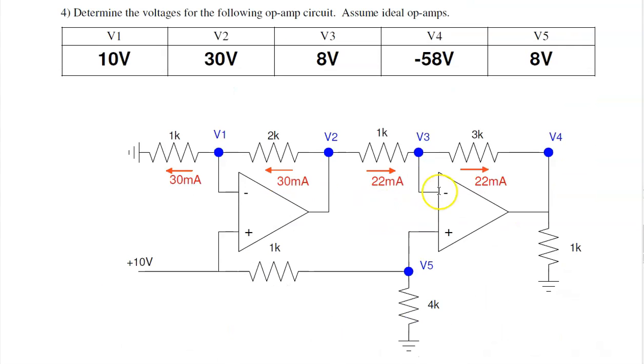Problem 4 tries to find the voltages for an op-amp circuit. An op-amp circuit with negative feedback, here the trick is that V plus equals V minus. So if this is 10 volts, V1 is 10 volts. By voltage division, V5 is 8 volts, so V3 is 8 volts.